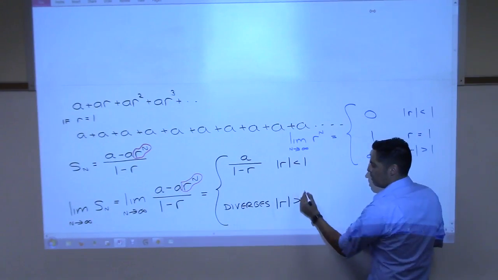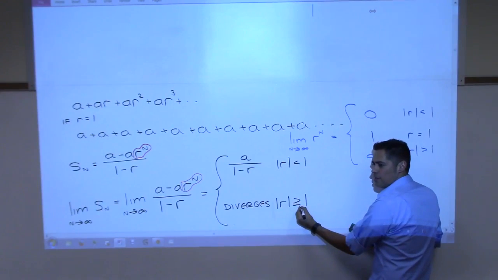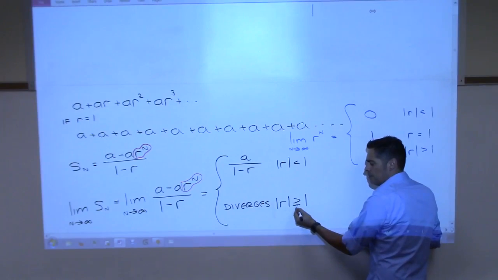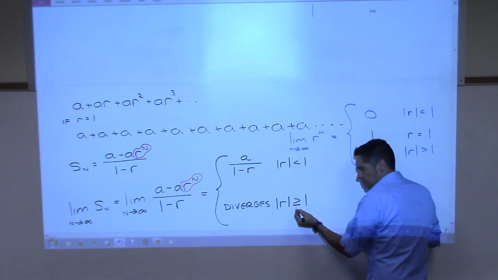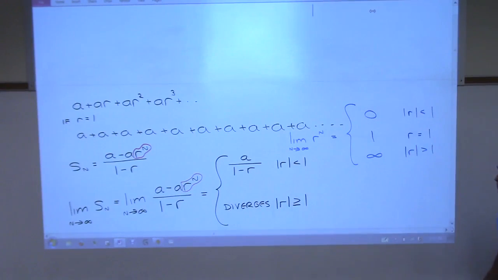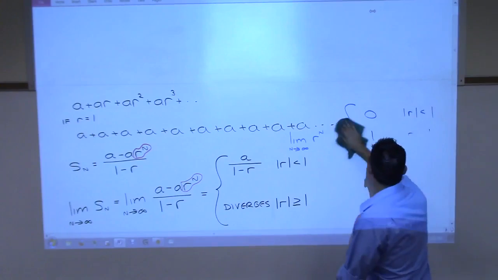So I should probably just put a line under this inequality, because that would mean if the absolute value of r is 1, then we're going to diverge. And that's it. That's the main result. Okay?